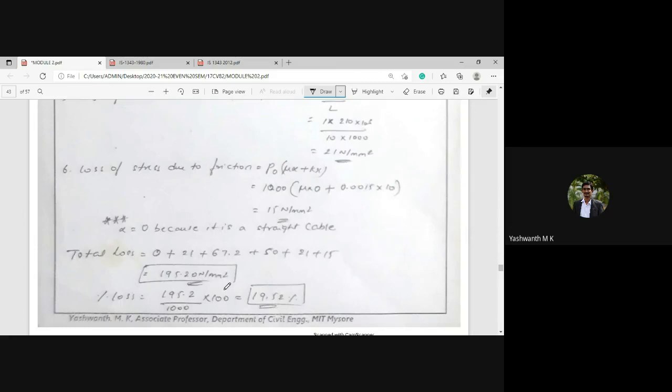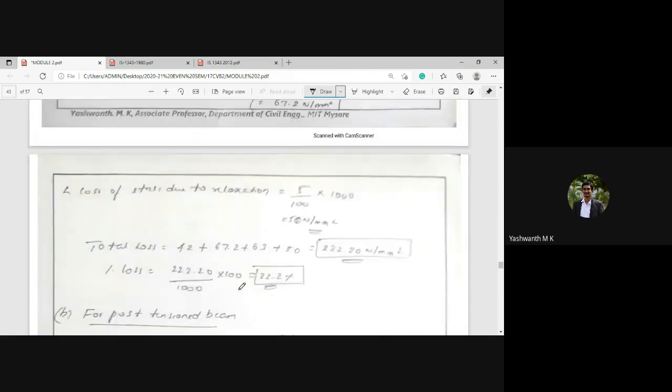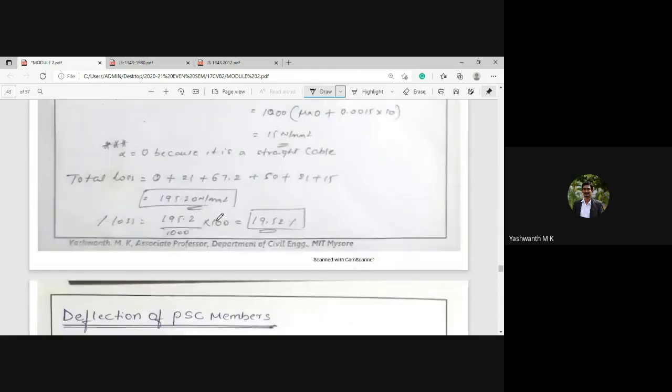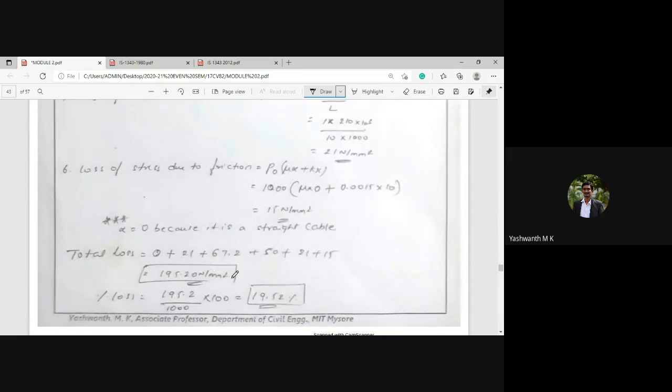So we'll get 195.209 Newton per millimeter square. Is it clear? In the pre-tension it was 222, but in post-tension it has been reduced to 195.20 Newton per millimeter square. If you want to calculate the percentage loss, then it is 195.2 divided by 1000, that is the initial pre-stress, into 100, which gets you 19.52. That means compared to the pre-tension beam, the loss of stress in the steel in the case of the post-tension beam is less.